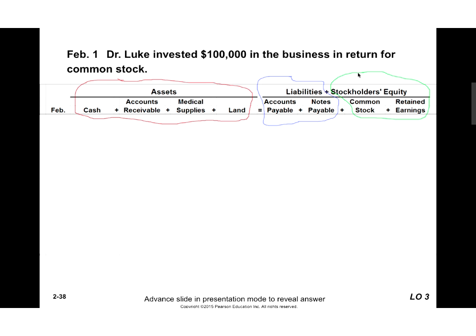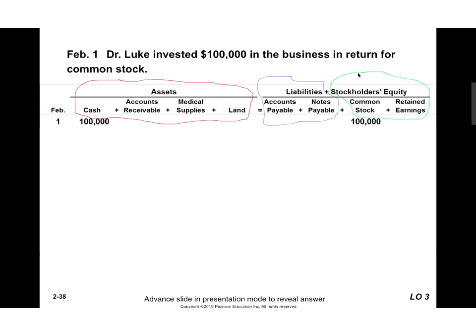Luke invested $100,000 in the business in return for common stock. So we're doing this from the standpoint of the business. The business is getting $100,000 cash, so we're going to put $100,000 in the cash column, and we're going to put $100,000 in the common stock column because the business issued stock. So now the business has $100,000 of common stock.